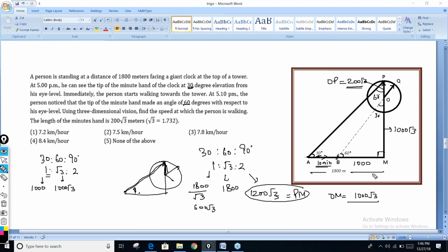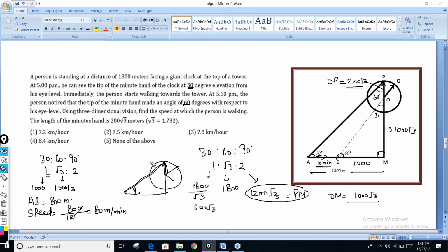So if BM is 1000 and complete is 1800, I get the length of AB. AB comes out to be 800 meter. So what is the speed? It means he has traveled 800 meter in how much time? 10 minutes. So speed comes out to be 80 meter per minute.